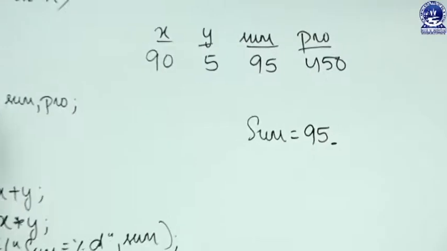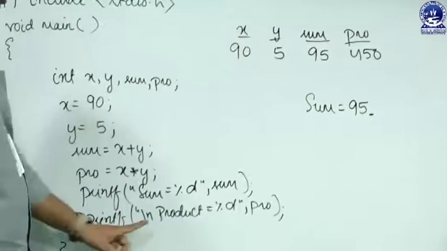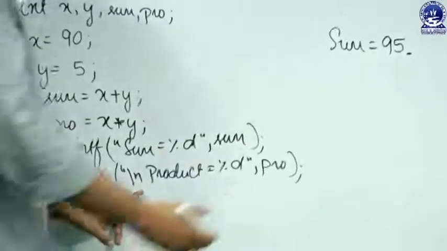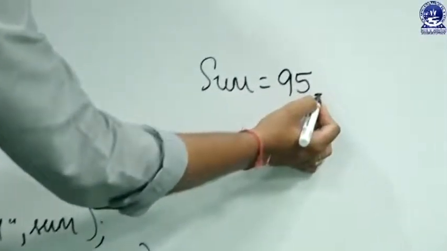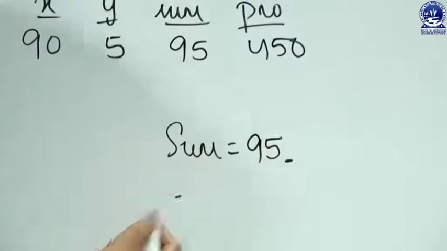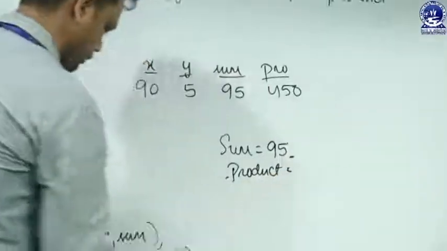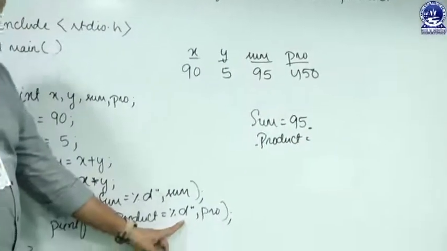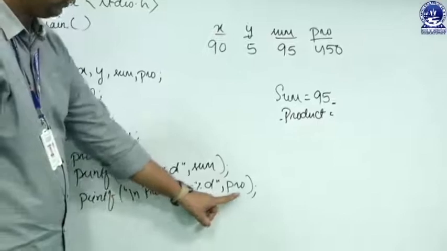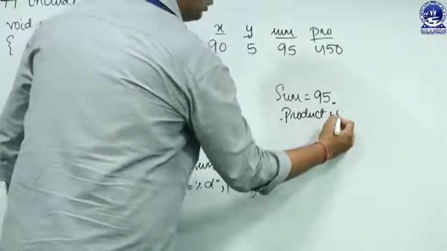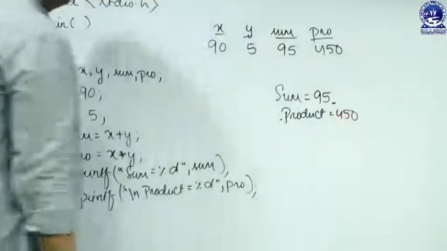Next we will be moving to the second printf function. Here we encounter an escape sequence, that is \n. The work of \n is to move to the next line. So, the cursor will be moved here. Now it will print "product equal to". Again a format specifier is there. In place of the format specifier it will print the value of pro. What is the value of pro? That is 450. So, it will print 450.